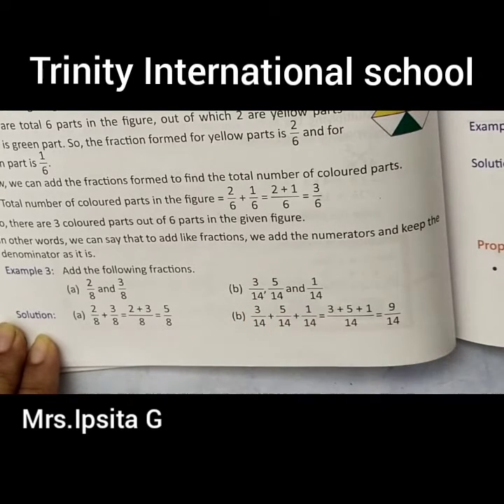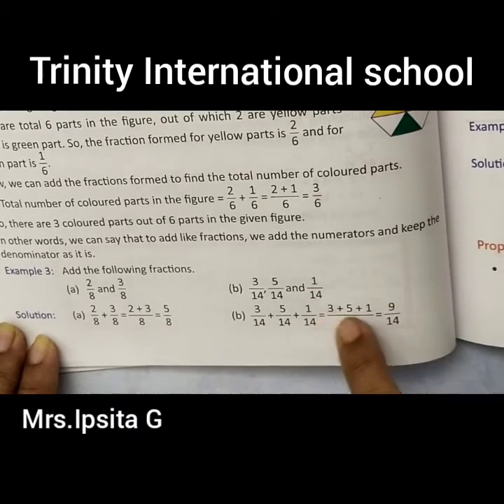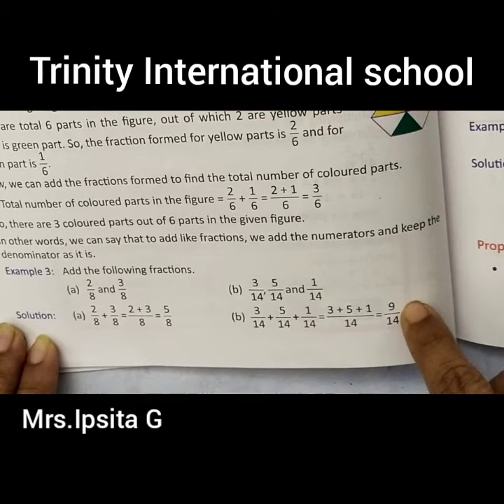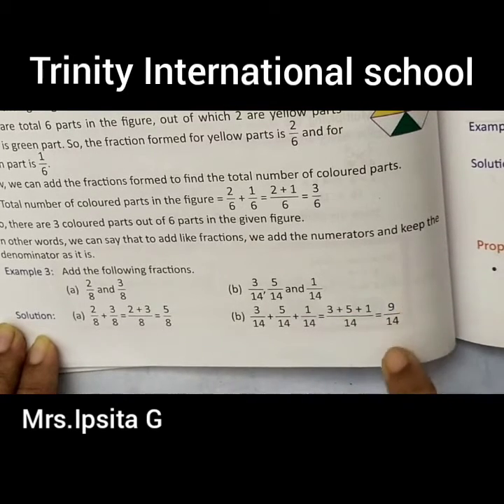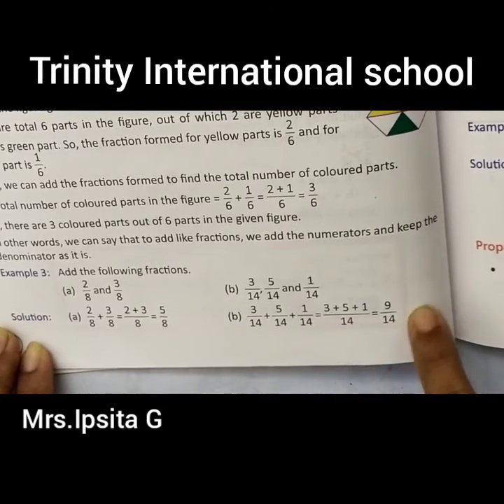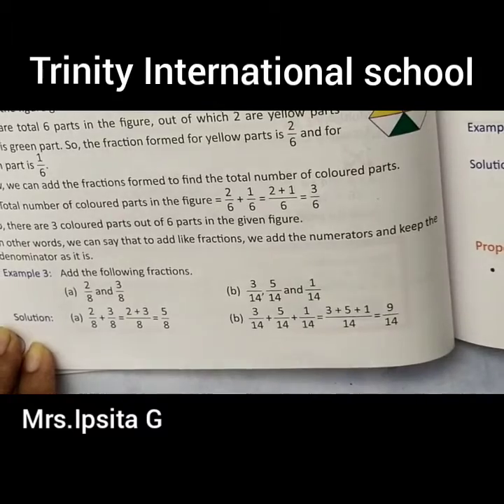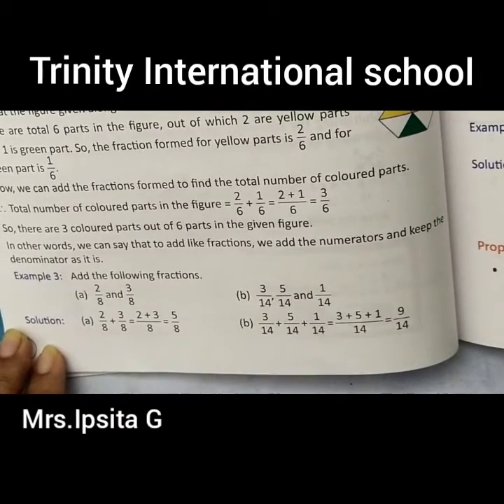जो ऊपर के नंबर्स हैं हमने उसे ऐड कर दिया है. देखिए 3 + 5 + 1. So this is your simple addition. जो आप सिंपल एडिशन करते हो तो इस एडिशन से आपको कितना मिलता है, 5 + 3 + 1 will give you 9, and 9 upon 14 is your solution for this addition. Okay, so very easy it is.